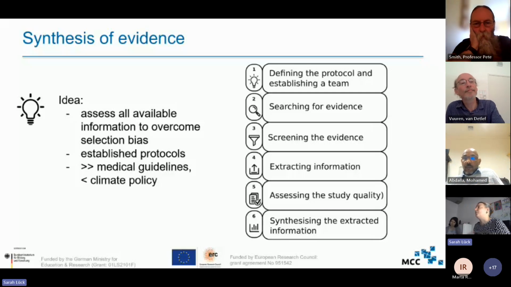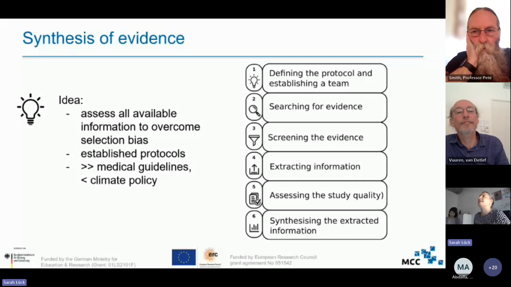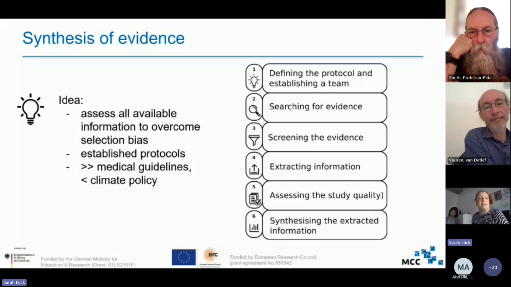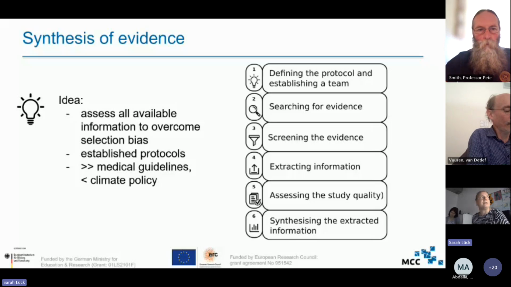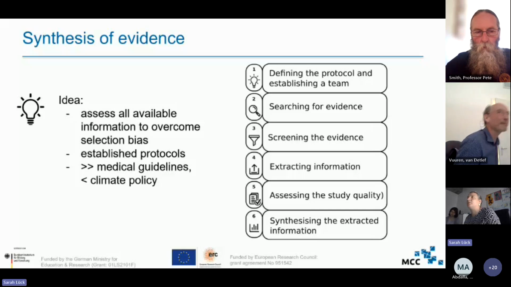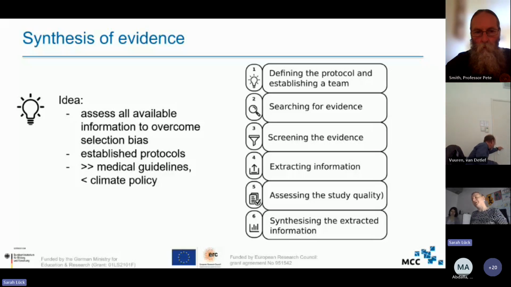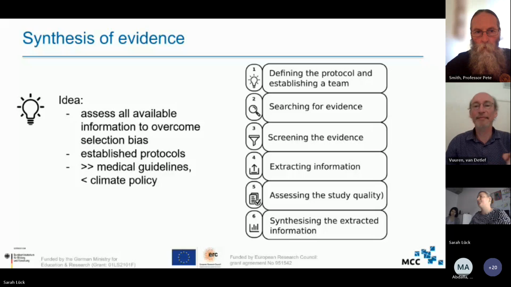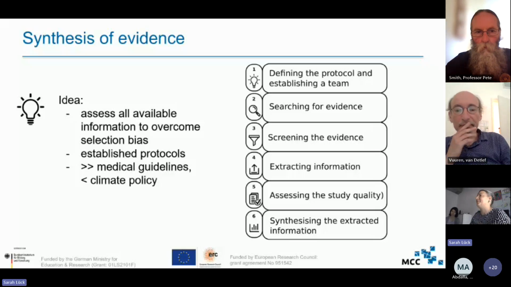Basically, how to come up with all the process and be very rigorous in searching and acknowledging all of the information systematically. These processes are very well established in defining medical guidelines. That's actually where the idea mainly comes from, or it's very well established there. And lots of Cochrane and some other institutions are very active in pushing this boundary of how to do that. It's not so much known yet in climate policy, but we want to enhance this.